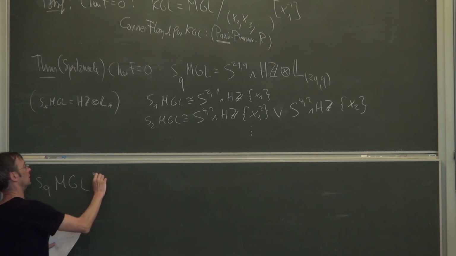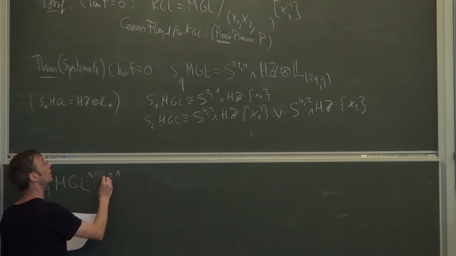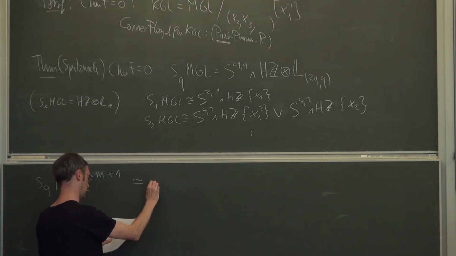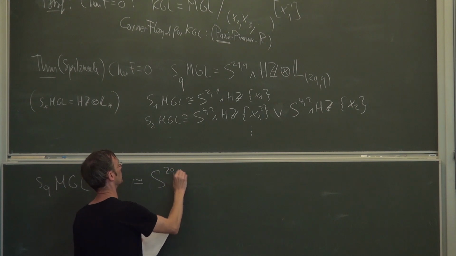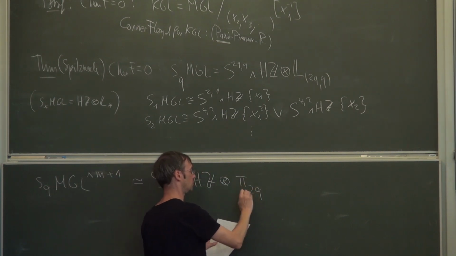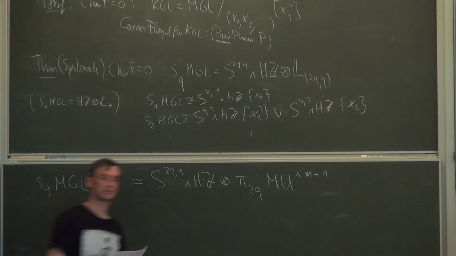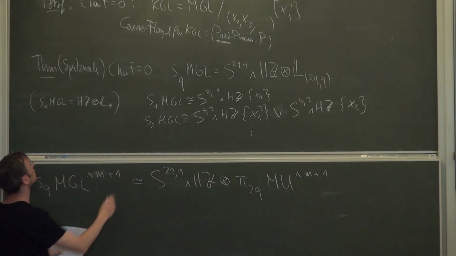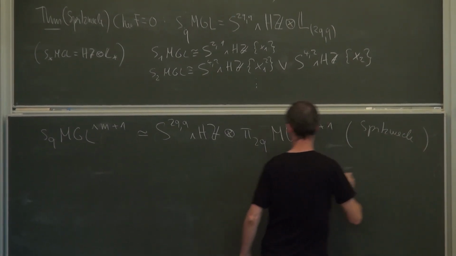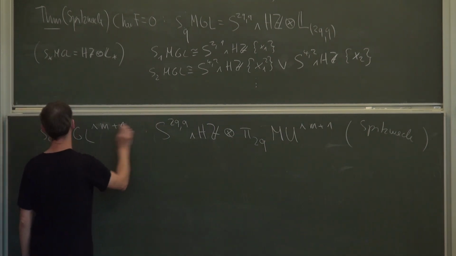So the general description would be that the Q slice of MGL, if you take the M plus one fold smash powers, is the appropriate suspension, where here you take the 2Qth homotopy group of the appropriate suspension of the complex bordism spectrum with itself. This follows from Spitzweck's theorem. And then you apply the homotopy limit on both sides.